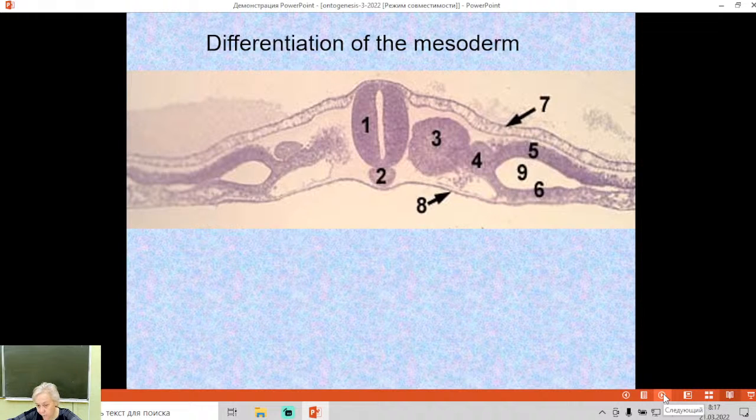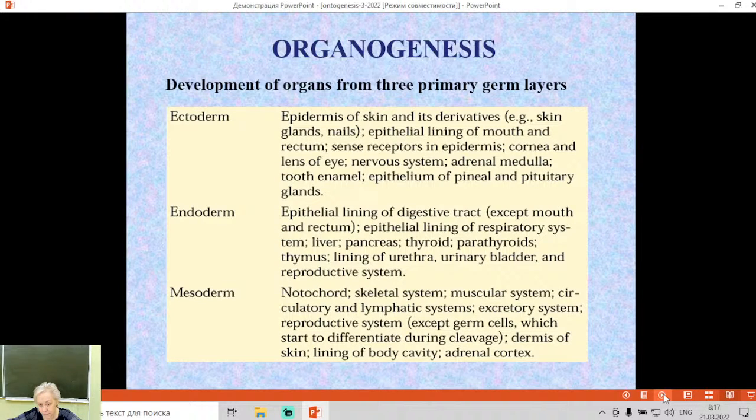It's differentiation of the mesoderm. And the last stage of the embryonic period, organogenesis, is development of organs from three primary germ layers: ectoderm, endoderm, and mesoderm. And on the slide you can see different organs which form from ectoderm, endoderm, and mesoderm.